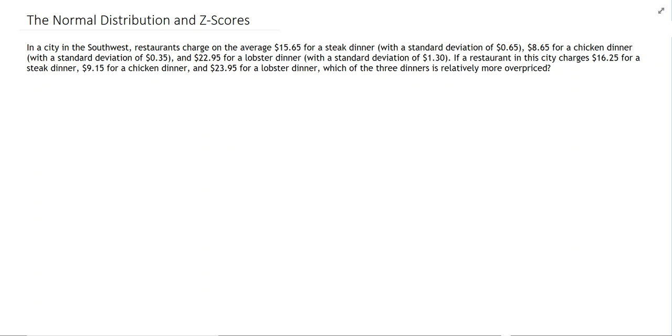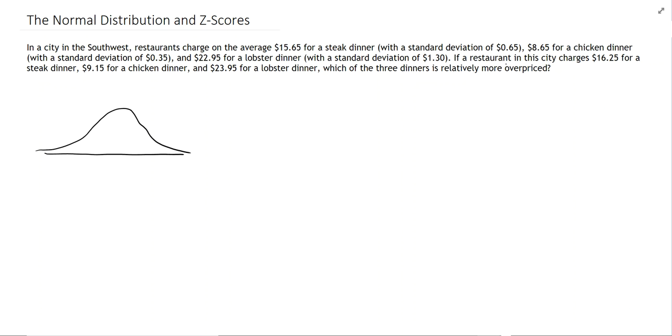All right, I want to give a quick introduction to the normal distribution and z-scores. The normal distribution is that nice bell-shaped curve that we're all fairly familiar with. What we're doing here is comparing three different types of dinners. We've got a steak dinner with a mean of $15.85.